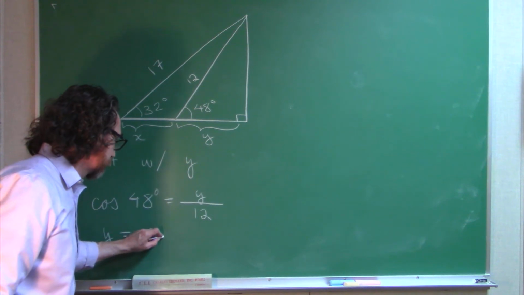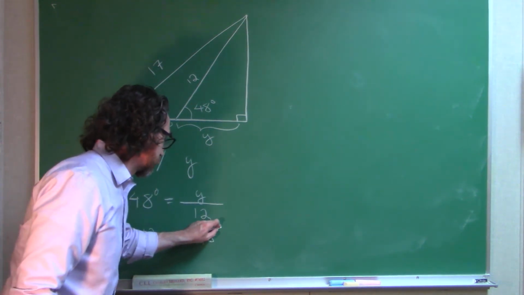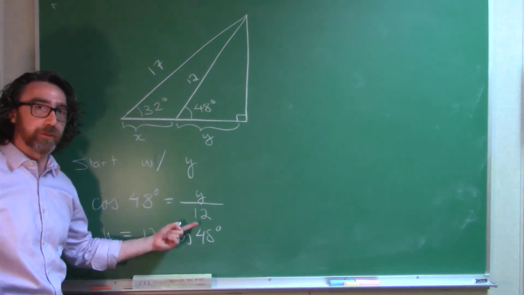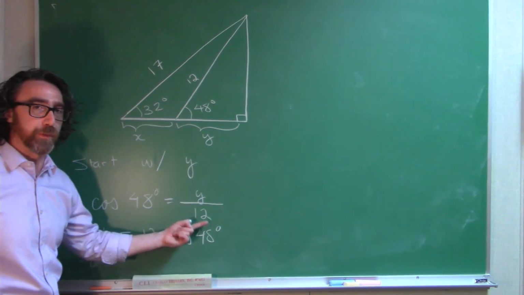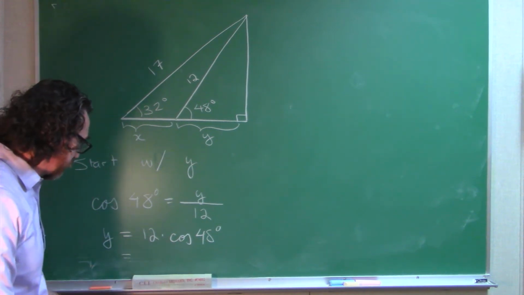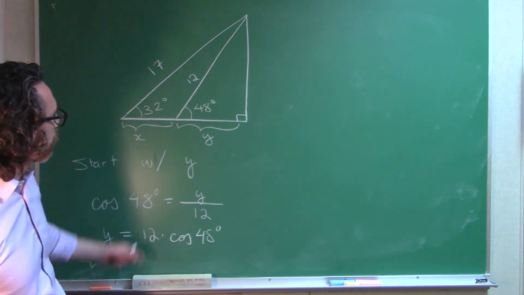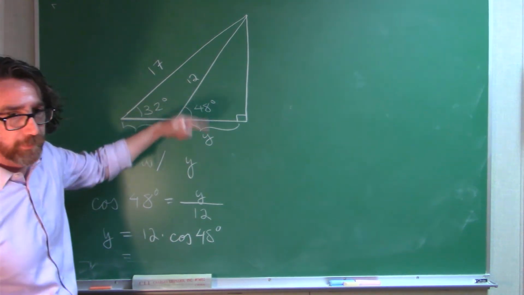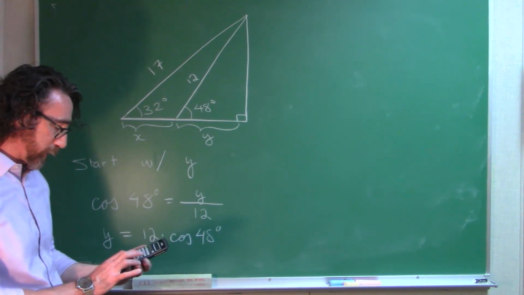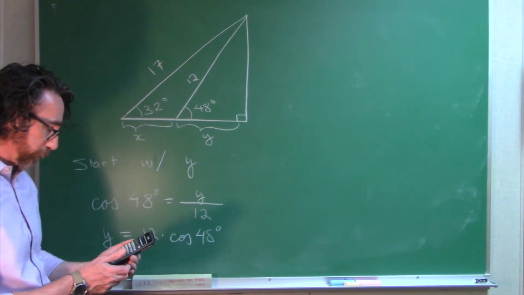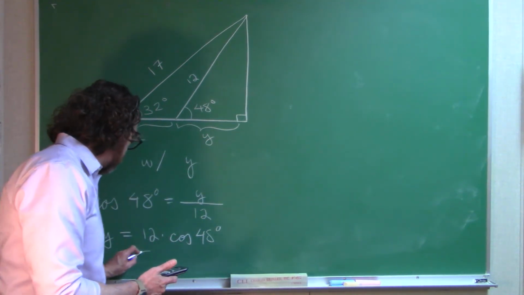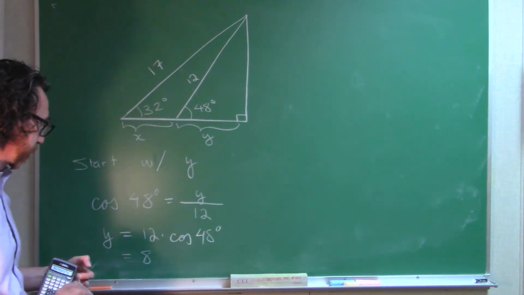by taking 12 times cosine 48 degrees, right? We're solving for y. Over on the right side, we've got y divided by 12. We want to clear out that divisor, so we multiply. Okay, we can break out our calculator here, and I'm going to round it to two significant figures. Two significant figures on everything, so our answer should have two significant figures. Okay, 48 cosine times 12. Okay, so y equals 8.